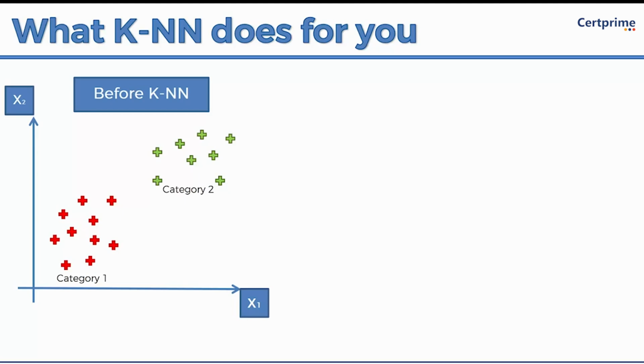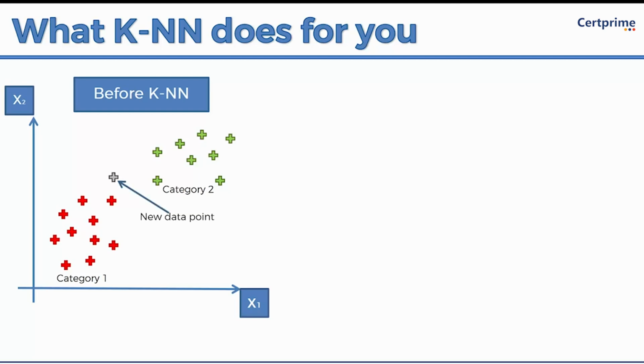So let's imagine that we have a scenario where we have two categories already present in our dataset. We've identified two categories: category 1 on the left, which is red, and category 2 on the right, which is green. For simplicity's sake, we're just going to take into consideration two variables, or two columns, in our dataset. So all of this grouping is happening based on these two columns, x1 and x2.